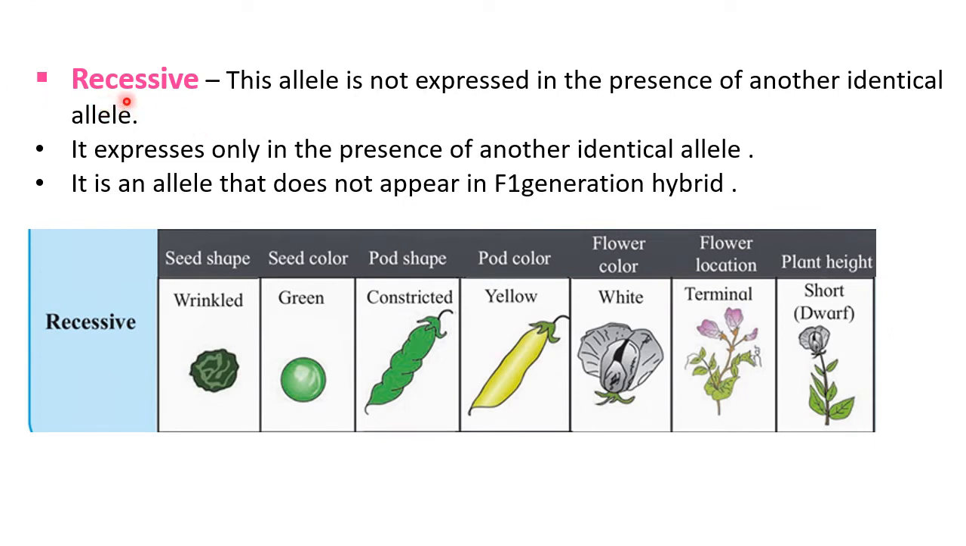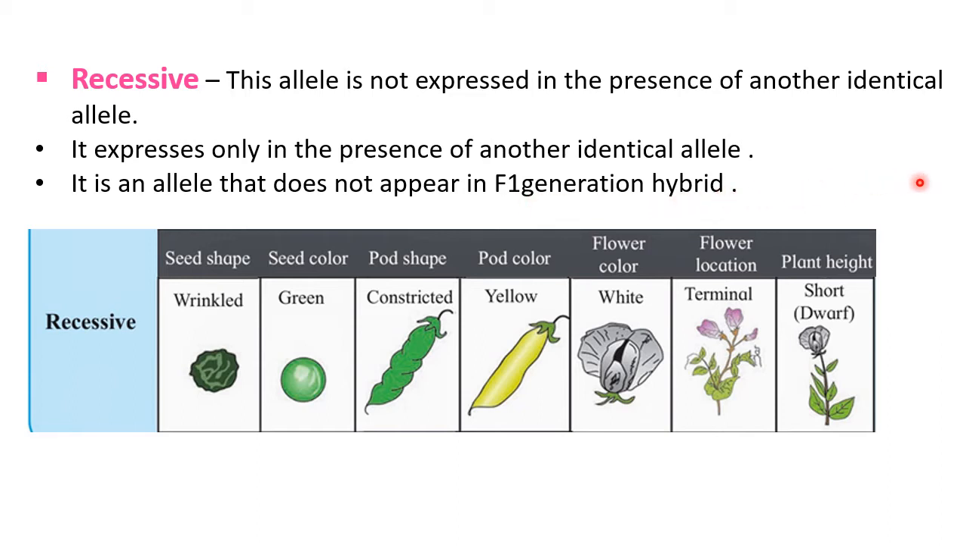Now we will learn the term recessive. Recessive means the allele is not expressed in the presence of another dissimilar allele. It expresses only in the presence of another identical allele. It is an allele that does not appear in the F1 generation hybrid.